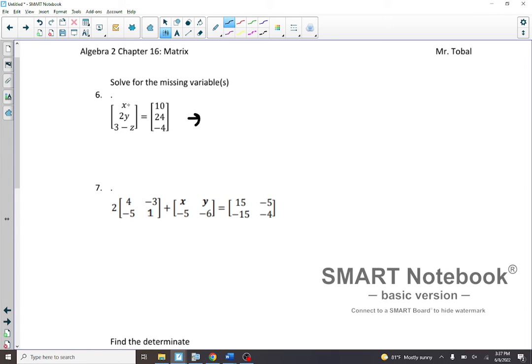So this one, you just figure it out. If x is in the same position as 10, that must mean x equals 10. Y is in the same position as 24, so 2y equals 24, so y must equal 12. And z is in the position of negative 4, so 3 minus z equals negative 4, minus 7 divided by negative 1 on both sides, so that's positive 7.